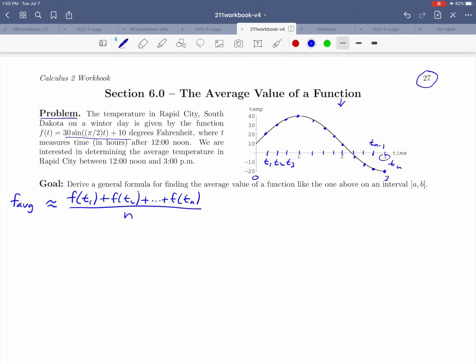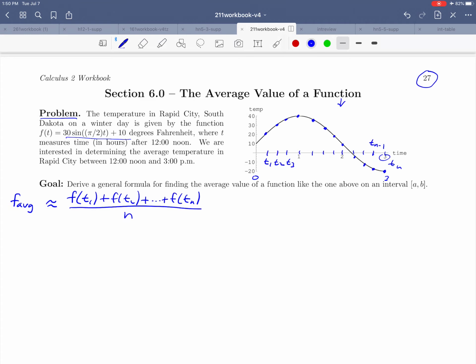Now what do you think? Is that going to be the exact value of the average function or average temperature, or just an approximation of it? If you think about it, it's got to be just an approximation because we just picked out some specific points on this curve. We did not pick out every single time. We just took a sample. But the idea is if we take enough points, we're going to get a good overall idea of what the average temperature is.